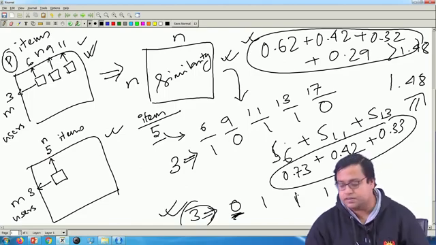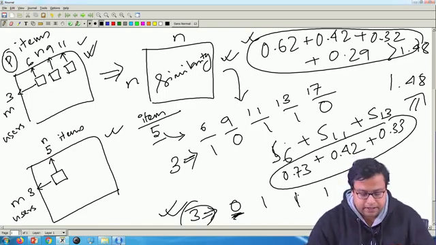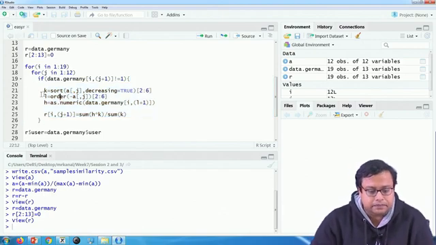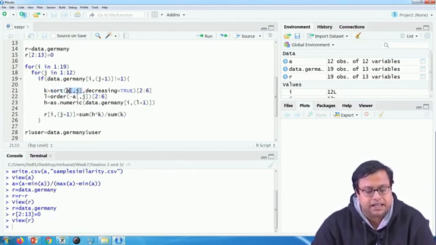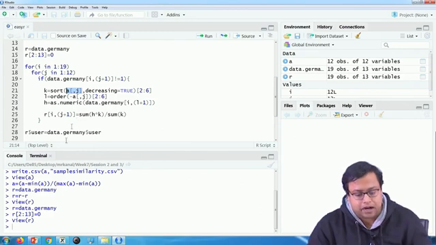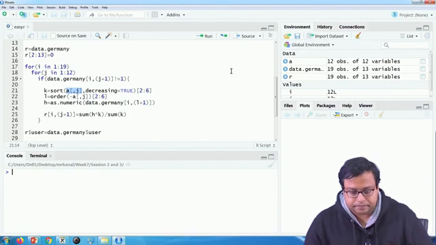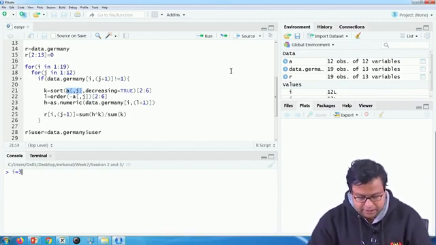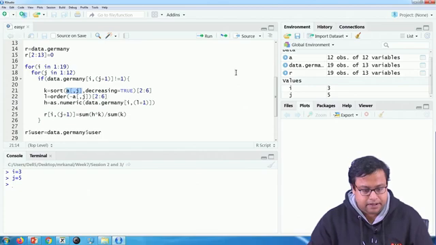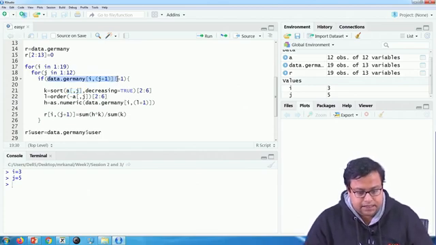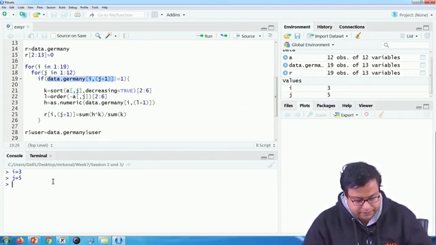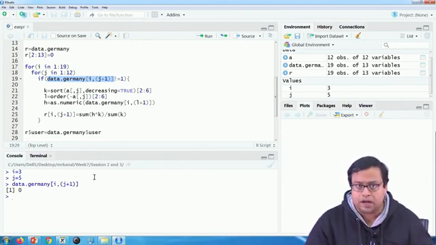So, this is what we are doing. Carefully you see what I do. k is equal to sort A comma j. What is A comma j? j is the product. So, I will just quickly check this. Let us say i is equal to 3 and j is equal to 5. Data Germany i, j plus 1, what is the value? 0. So, I can go ahead. He has not seen it before.